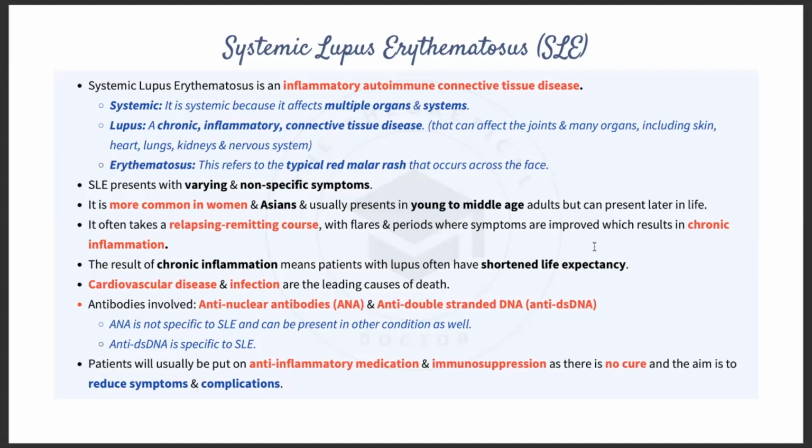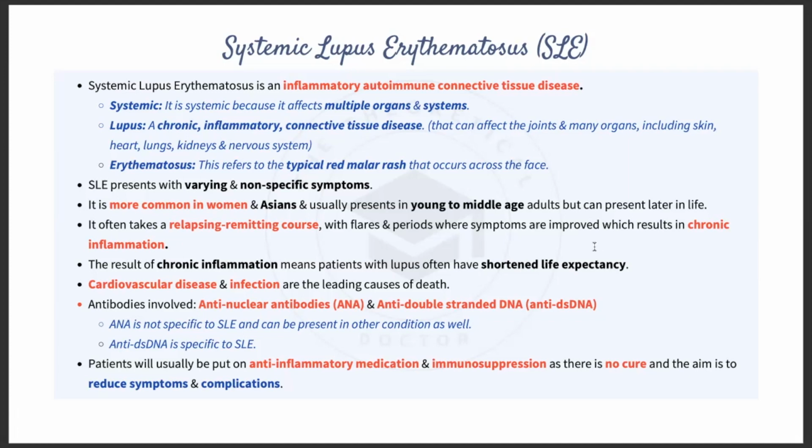So SLE presents with varying and non-specific symptoms. As I mentioned earlier, it can affect multiple organs and systems. It's more common in women and Asians and usually presents in young to middle-aged adults, but sometimes it can present later in life. It often takes a relapsing remitting course, meaning it comes and goes, with flares and periods where symptoms are improved, which results in chronic inflammation. So it comes in bouts of attacks.